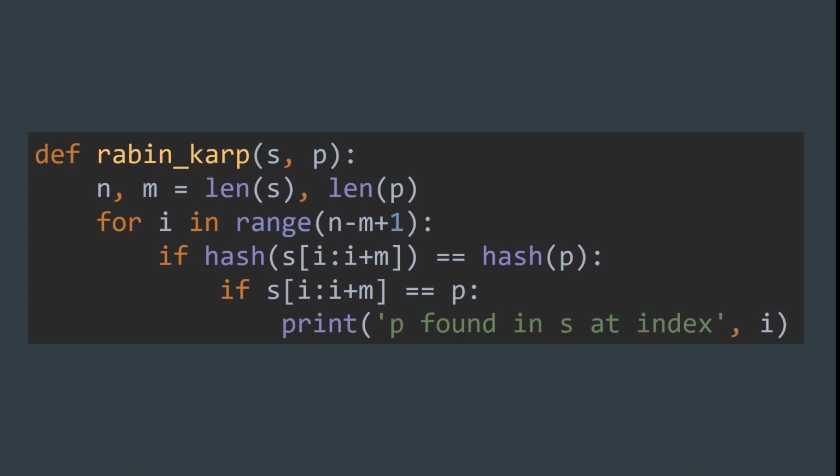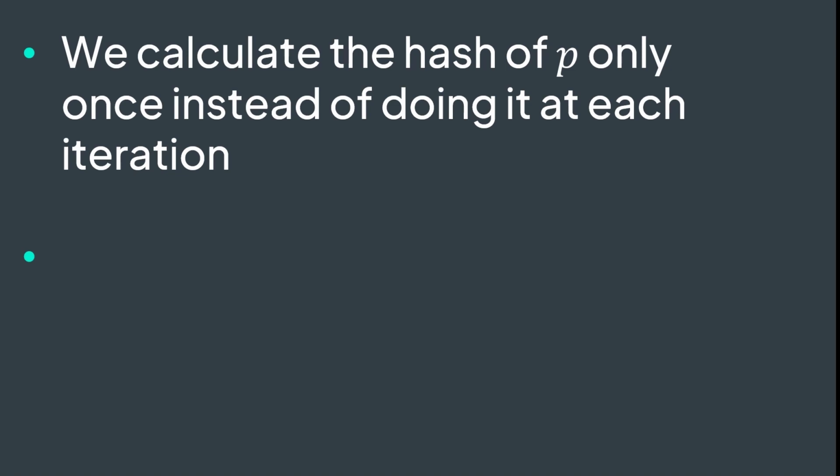First, we said that calculating hashes takes O(m) time because we need to traverse the whole string. Let's fix this. The pattern P doesn't change during the process, so we can calculate its hash once and store it in a variable.